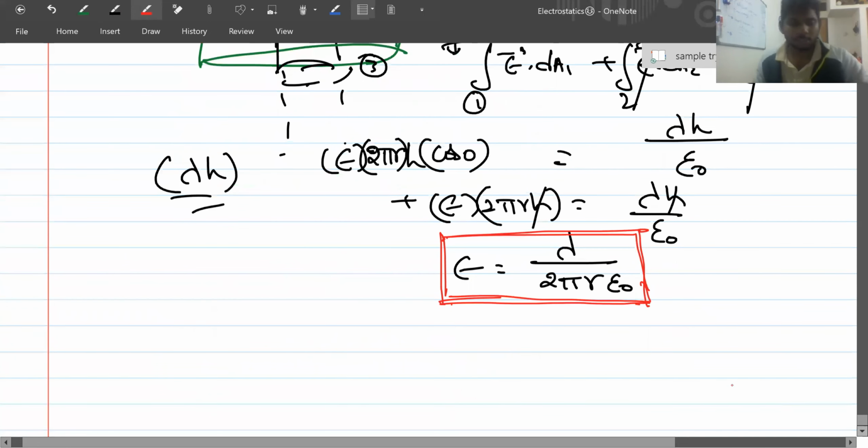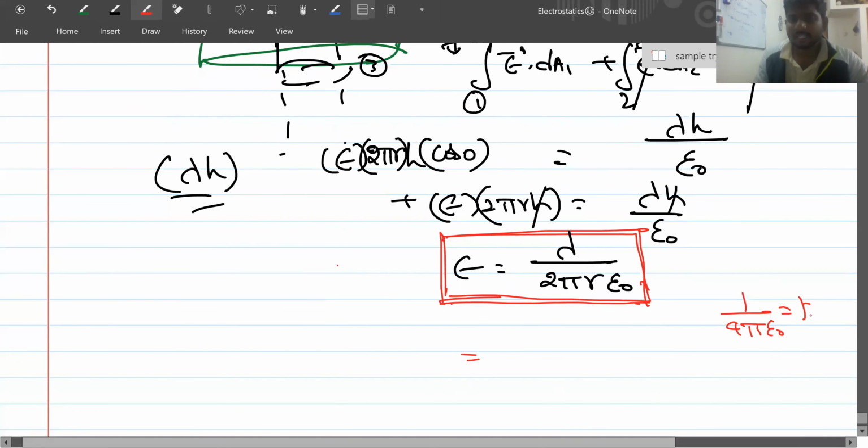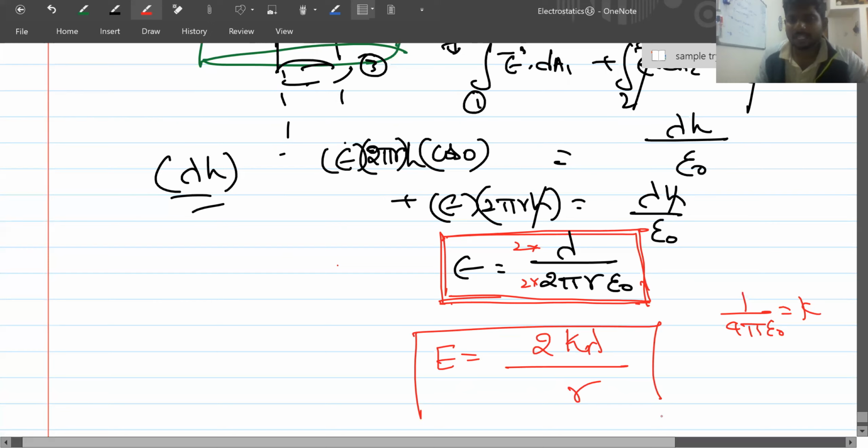Lambda by 2 pi r epsilon naught. So this is the formula. Sometimes this formula can also be written with 1 by 4 pi epsilon naught written as k. So I multiply with 2 and 2. What will I get? 2 lambda by 4 pi epsilon naught, which I write as k, so 2k lambda by r, where r is the distance of that point from the axis of the cylindrical wire.